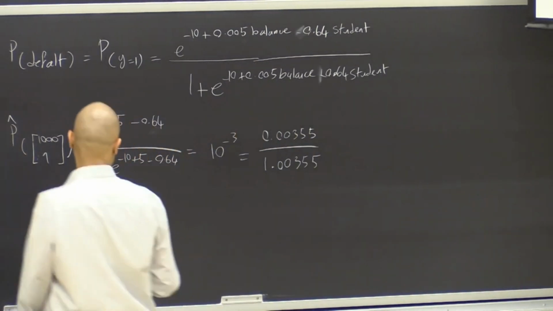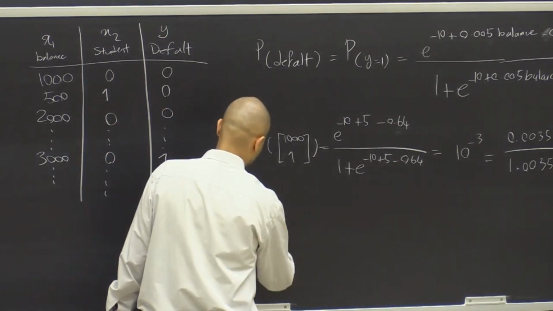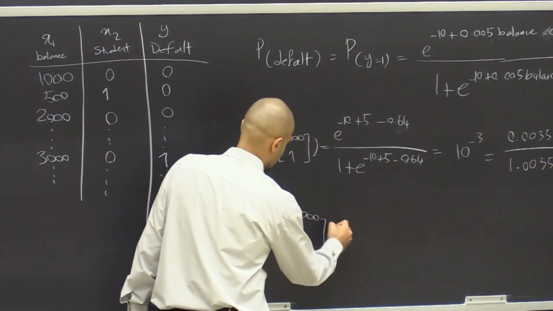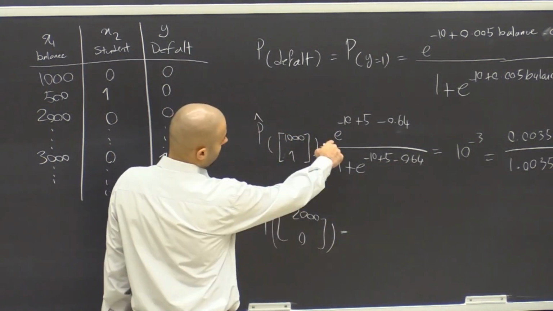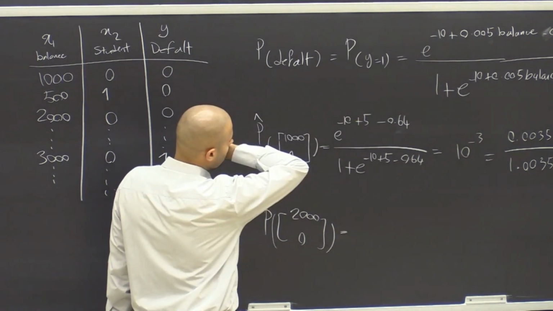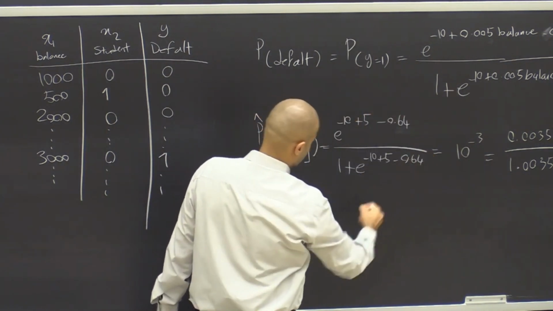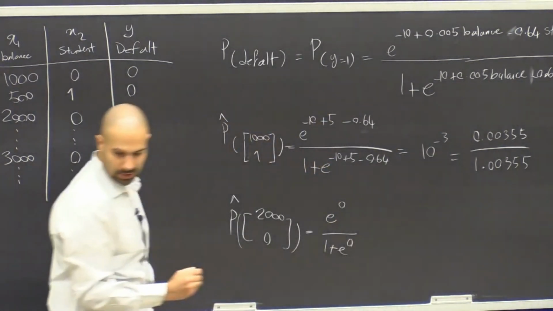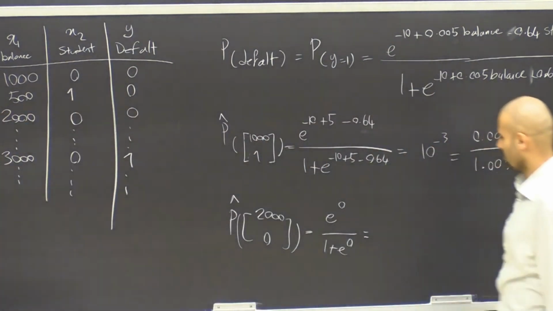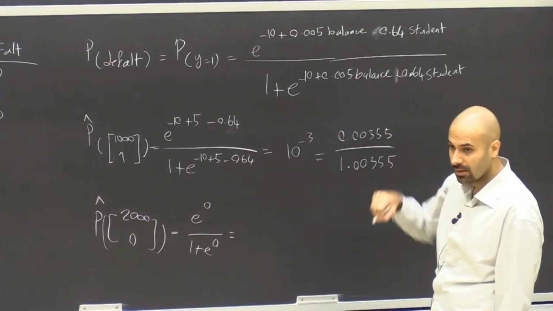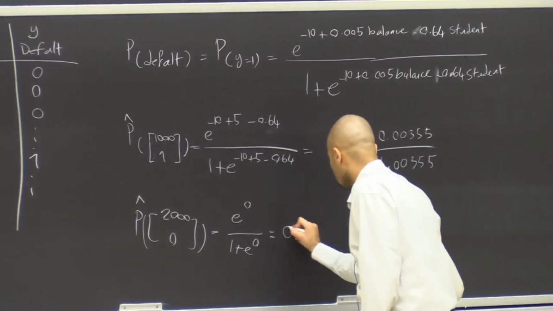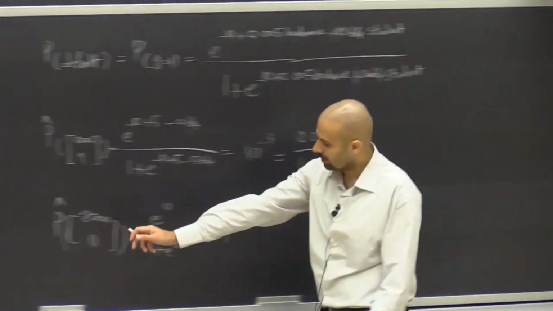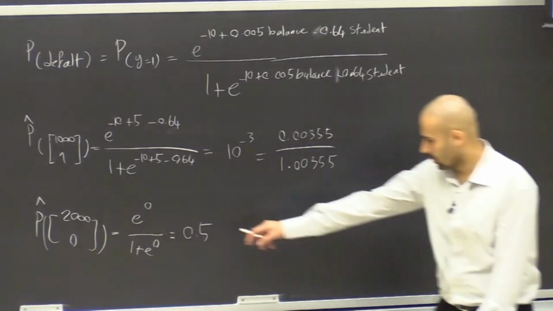But what about someone with a balance of 2,000? I guess it's going to be totally different. So someone who has a balance of 2,000 and is not a student, it's going to be e to the minus 10 plus that. So it will be minus 10 plus 10. Actually, it's going to be very easy. e to the 0. I didn't know that I was giving such an easy example, but it turned out so nice. This is a half, 1 over 2, so 50%. So someone who's not a student and has a balance of 2,000 is going to have a 50% chance of default.